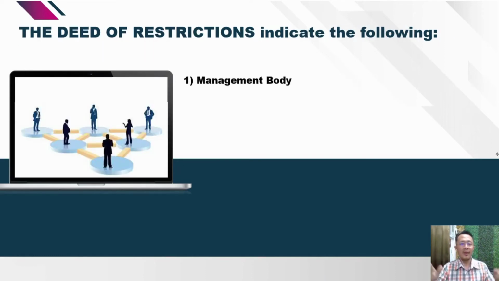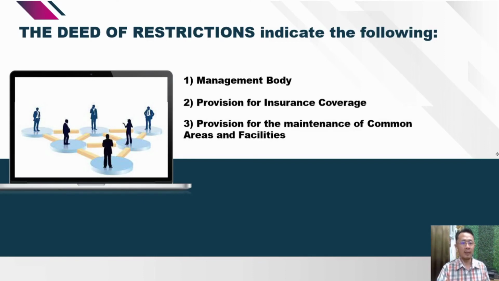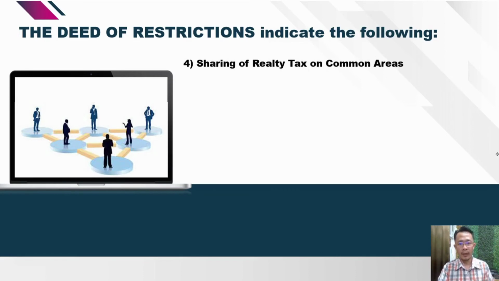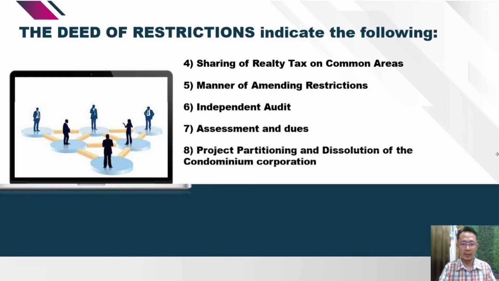So, what are the deed of restrictions? It indicates the following. Number one is the management body. The second is the provisions for insurance coverage. The third is the provision for the maintenance of common areas and facilities. Fourth, the sharing of realty tax on common areas. And also the manner of amending restrictions, independent audit, assessment and use, and project partitioning and dissolution of the condominium corporation.